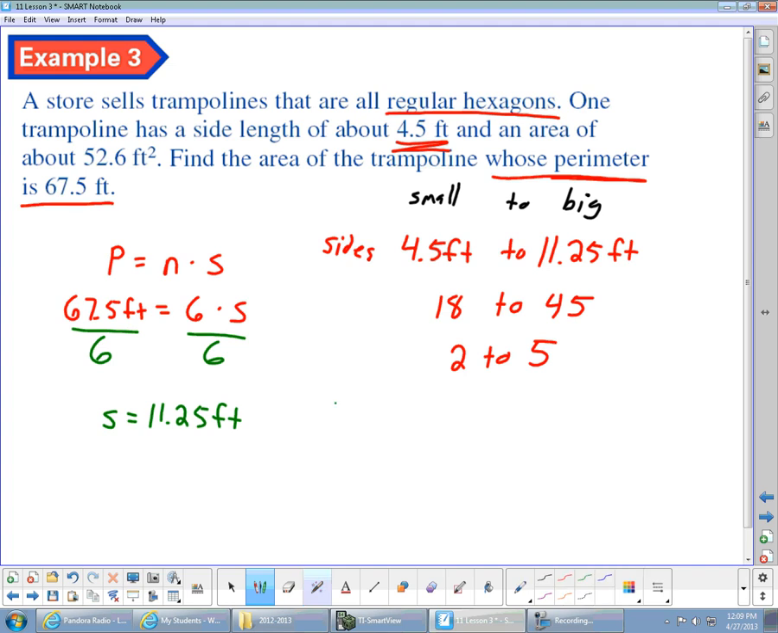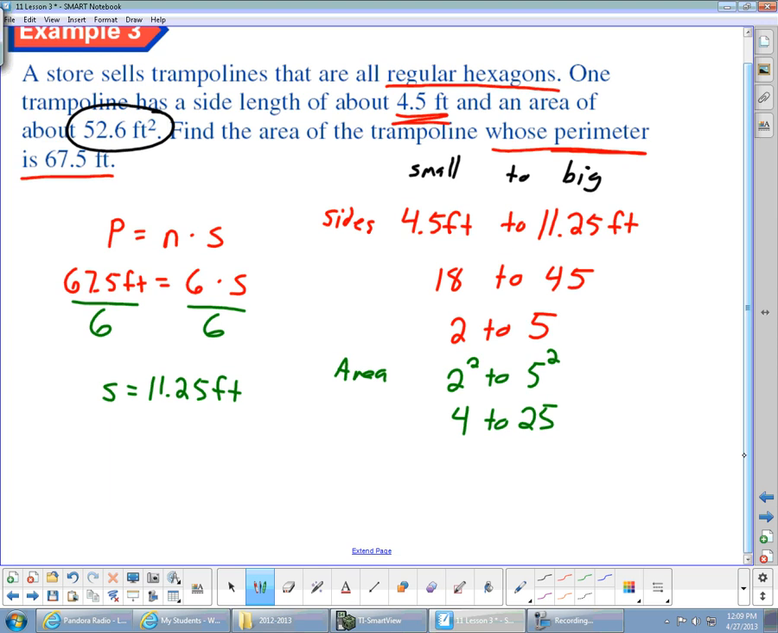So now what we want to do is find our ratio of our areas. So what we're going to do is square this. So we have 2 squared to 5 squared. So we have a 4 to 25 ratio. And now we're going to use that ratio to set up a proportion using the approximated area for the smaller hexagon, which is 52.6 square feet.